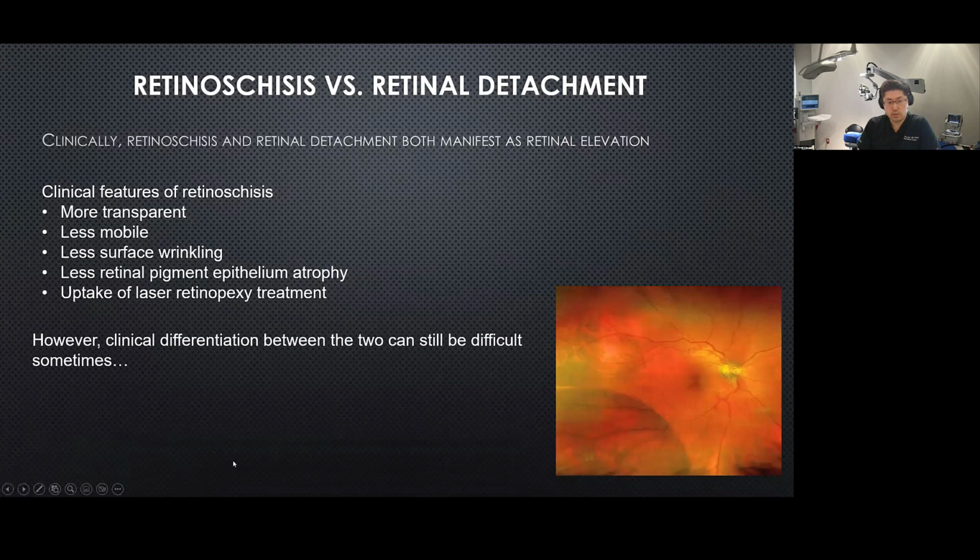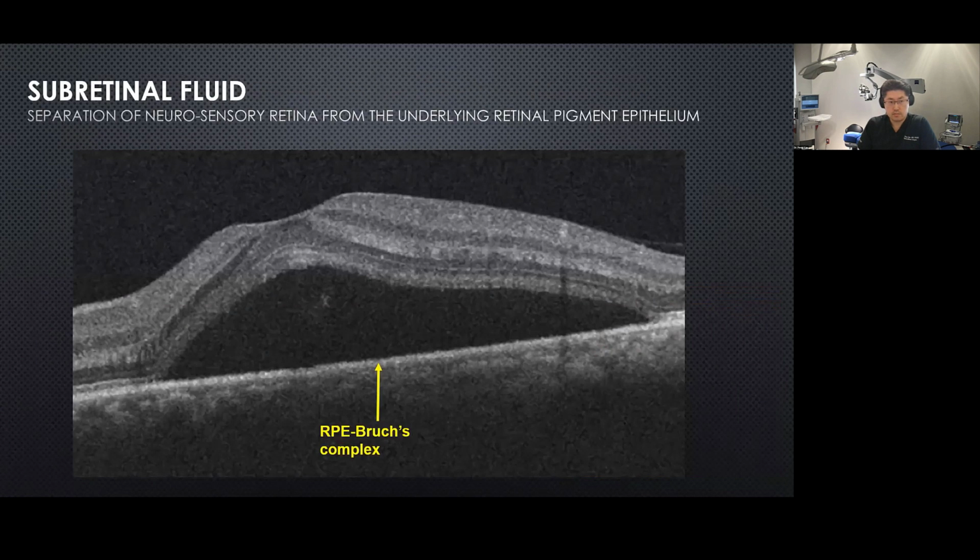However, the best way to differentiate them, if you can, is still using OCT. Subretinal fluid or retinal detachment looks something like this, with detachment of neurosensory retina and presence of subretinal fluid and intact RPE layer.